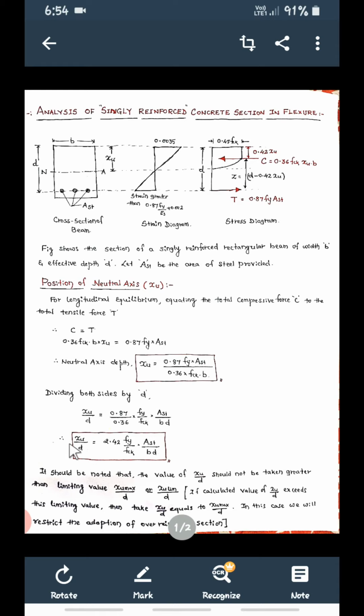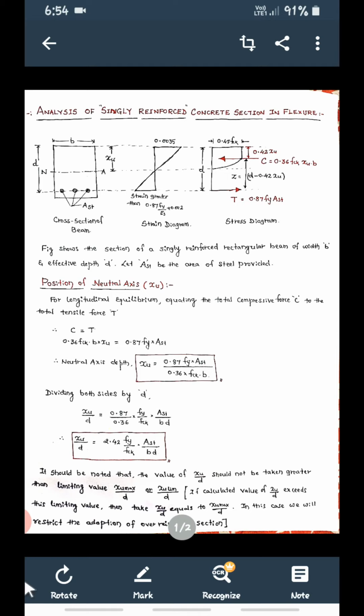So from this, can you calculate XU now? So in the problem, B will be given, and capital D or small d will be given, then we can calculate this XU. So XU is what? Neutral axis depth. So from this you can calculate the XU value, right?